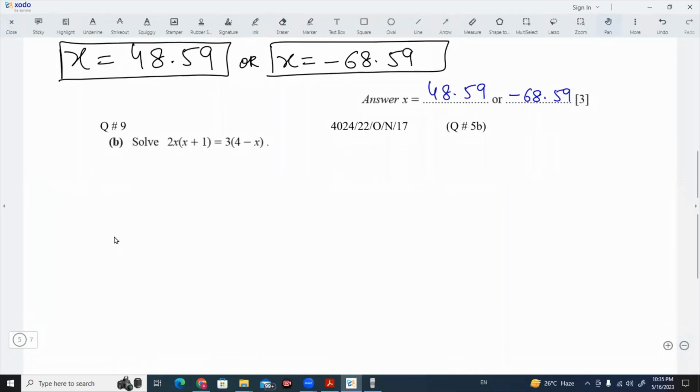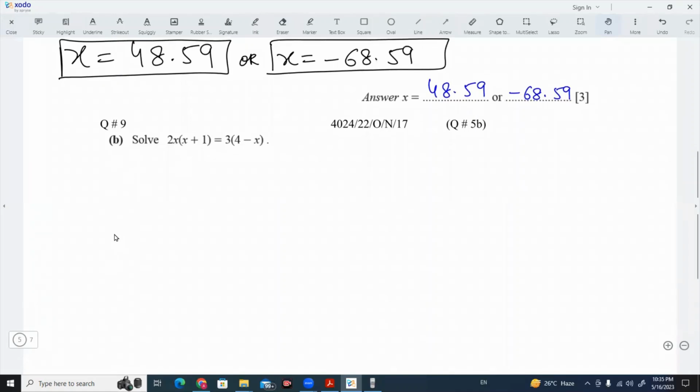In question number 9, it's still paper 2, but we have to look at it: they haven't mentioned that we have to apply any method, or correct to two decimal places. They haven't mentioned it, so this is a hint. We can do this through factorization. We have to open the brackets. 2 times x is 2x squared. 2x times 1 is 2x, equals 3 times 4 is 12, minus 3 times x is 3x.